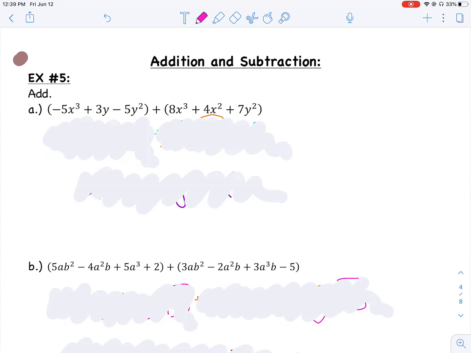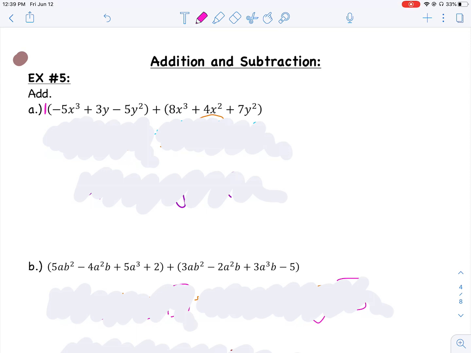So you notice in example number 5a, it's asking us to add these two polynomials together because there's a plus sign in between. I'm simply taking all the terms in this first polynomial and I want to combine them with the like terms in this second polynomial by adding them. Remember, when we add and subtract, we do nothing with the exponents, we just combine like terms. Let's first, though, get rid of our parentheses by distributing the numbers in front.